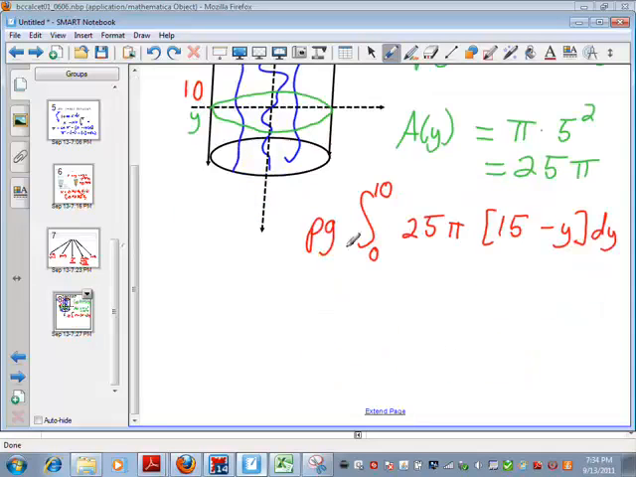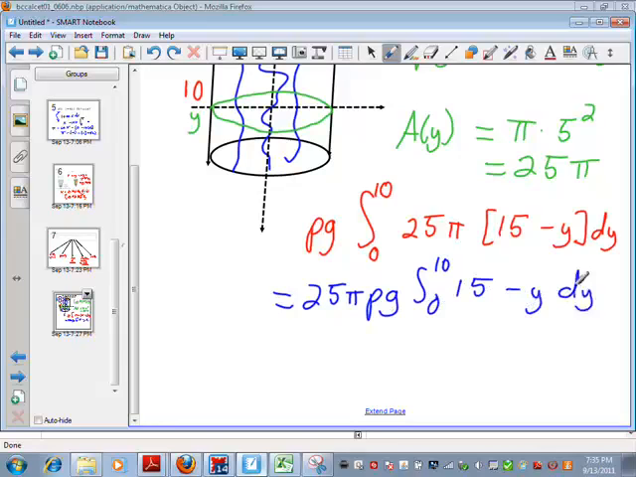So you pulled the rho and the gravity out. Yeah, they're constants. We're in meters, so 9.8 for gravity, and 1 kilogram per whatever. And you pulled the 25 pi out. Absolutely, constant. So that's 25 pi rho g. I'm going to give them to you, but I don't really care about them, they're just constants, and I'm a mathematician, so we call all constants capital C.